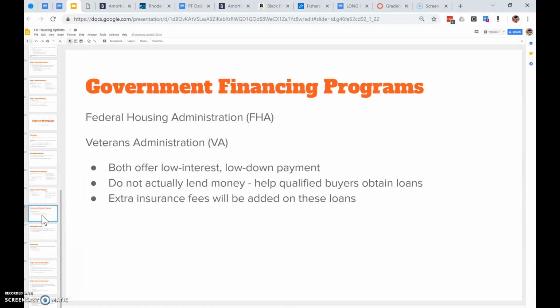There's also government financing programs. We have both the Federal Housing Administration, FHA loans, and Veterans Administration VA loans. Both of these loan guarantees offer lower interest and a lower down payment. These two programs don't actually lend the money. They just help the buyer obtain the loans. There's typically that extra insurance fee that will be added on, just like we talked about yesterday.